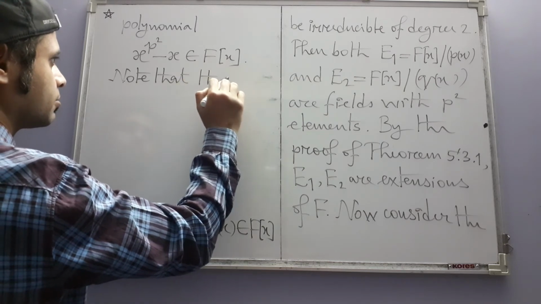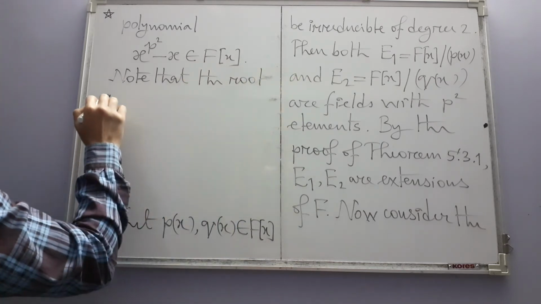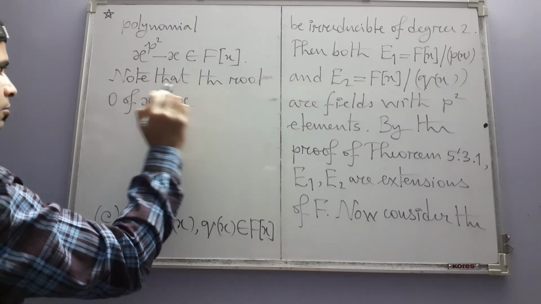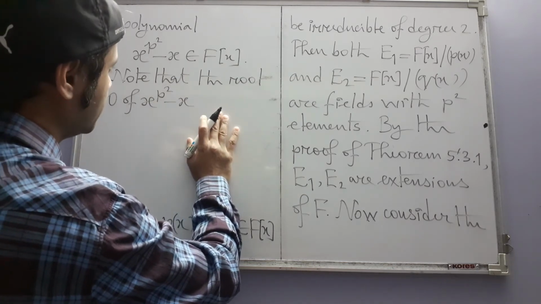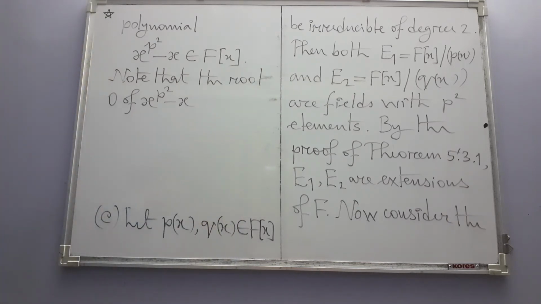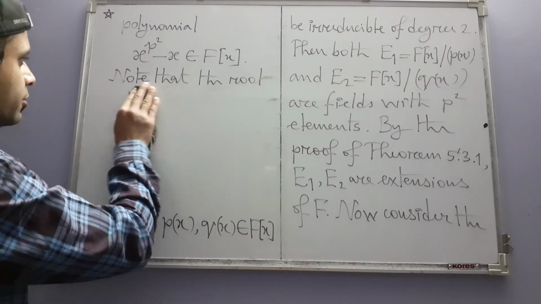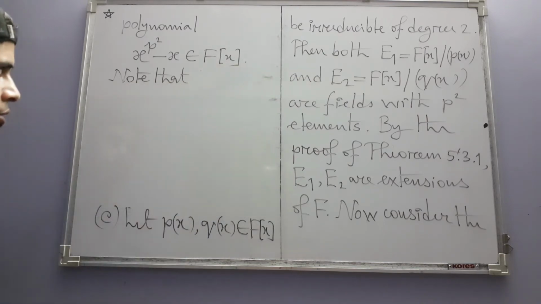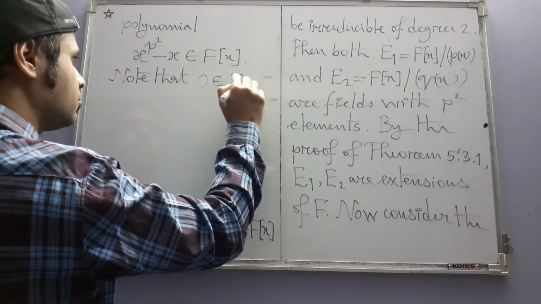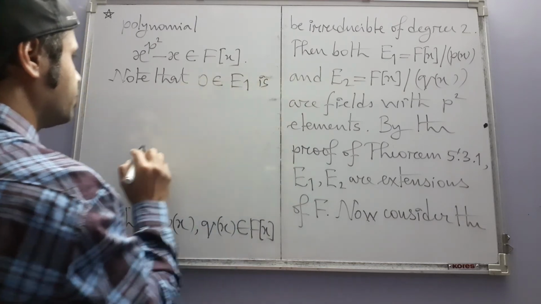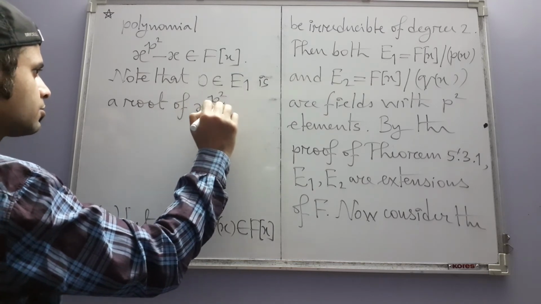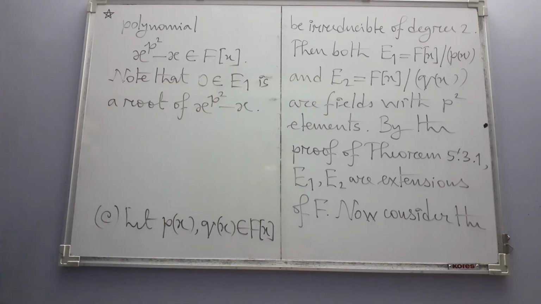Note that 0 belonging to E1 is a root of x to the power p square minus x. Fine.